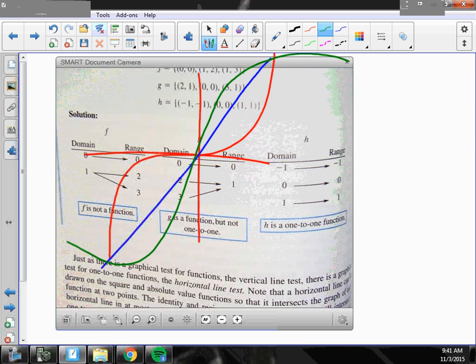Does that green graph pass the vertical line test? Yes. So 1-to-1 functions are invertible, and they preserve functionality.